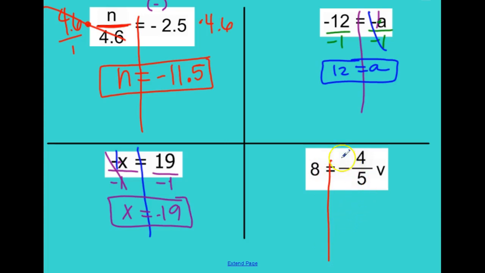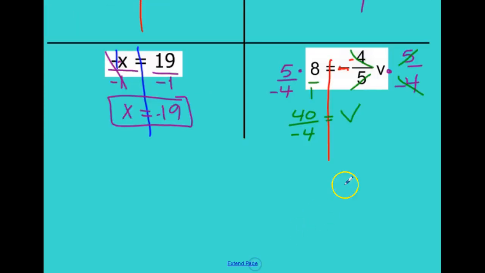And last one on this slide. Again, here's a negative. Put it with either the 4 or the 5. I'm going to put it with the 4. To get rid of this fraction, we need to multiply by the reciprocal, or flipping the fraction. 5 over negative 4 times 5 over negative 4. So these cancel out. 4 over 4 is just 1. 5 over 5 is just 1. So we have v. 8 times 5 is 40. On the bottom, negative 4 times 1 is negative 4. So 40 divided by 4 is 10, but it's negative.